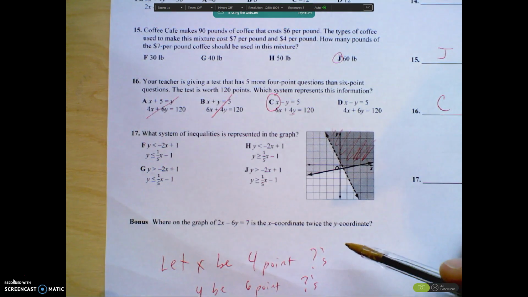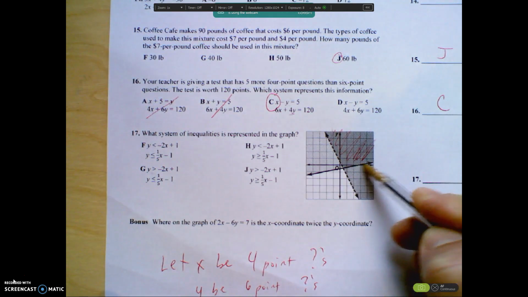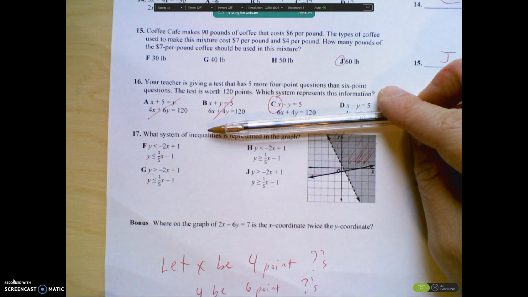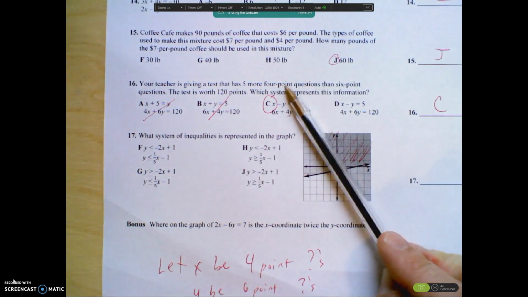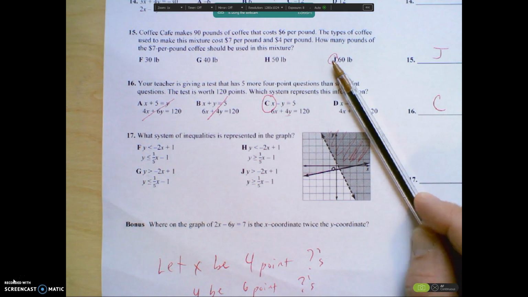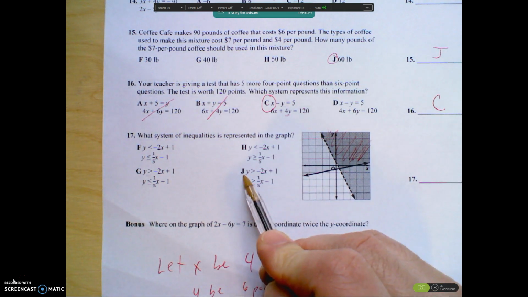region. And so if I'm looking at the 1/5 x plus 1, that's this solid line here, that is above the line, so that's greater than. And when I looked at the negative 2x plus 1, this dashed line, that's also above the line. So I'm looking for the two equations that have greater than, and that is J.